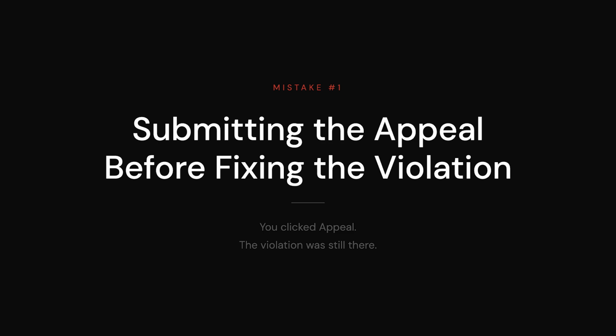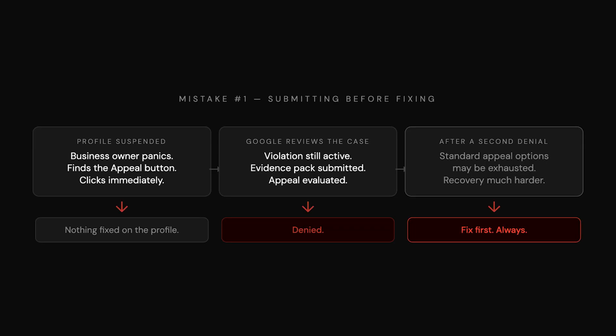This is the most common reason appeals fail. The profile gets suspended, the business owner panics, they get emotional, they find the appeal button and click it immediately without changing anything on their profile. They send the appeal, Google reviews the case, the violation is still active, and it's denied. And here is what makes this critical. Every failed appeal makes the next one harder, and after a second denial, you may have no further appeal options through the standard tool. The fix absolutely has to come before the appeal, always.